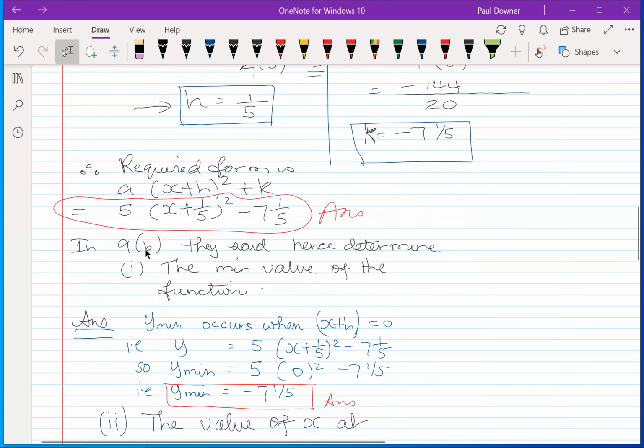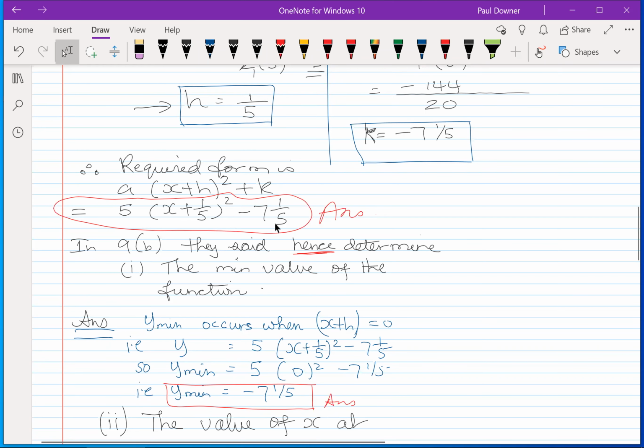Now in 9B of that same year, they said, hence determine the minimum value of the function. Hence means using what you just did, take that and help you to do the next step, which is to find the minimum value of the function. Okay, now we need to recall how do we use what we just did, which is this, to find the minimum value of the function.